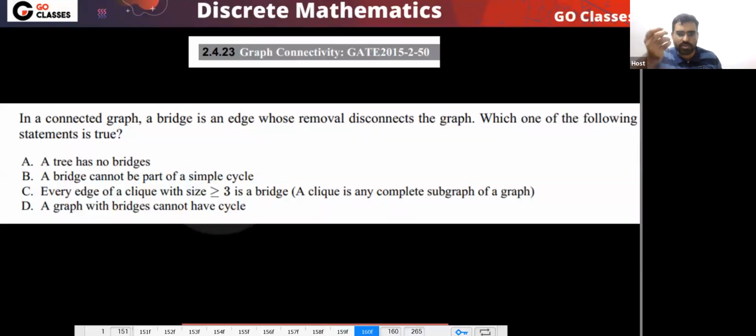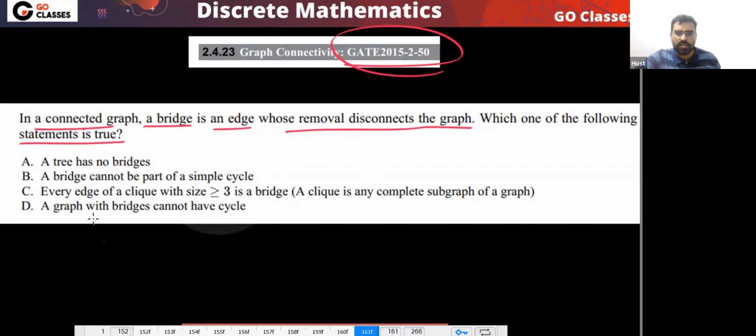Let's see this one question. This is GATE 2015. What should be the answer? In a connected graph, a bridge is an edge whose removal disconnects the graph. Which of the following statements is true? A tree has no bridge. Is this statement true? No, in a tree, every edge is a bridge. You know this.